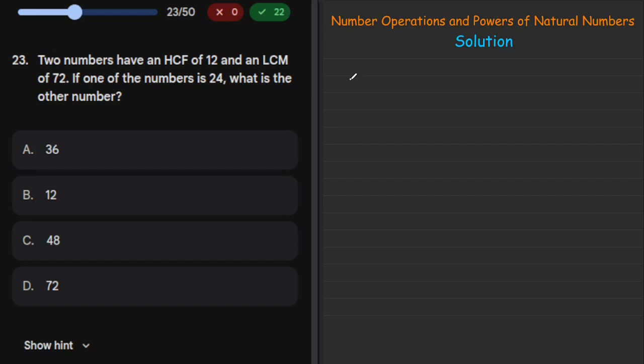So if you have a number A and then you have another number B, and you find the LCM of A and B, and you also multiply it by the highest common factor of A and B, you actually get an answer which is equal to the product of the two numbers. Let's actually take some examples so you see what I'm talking about.